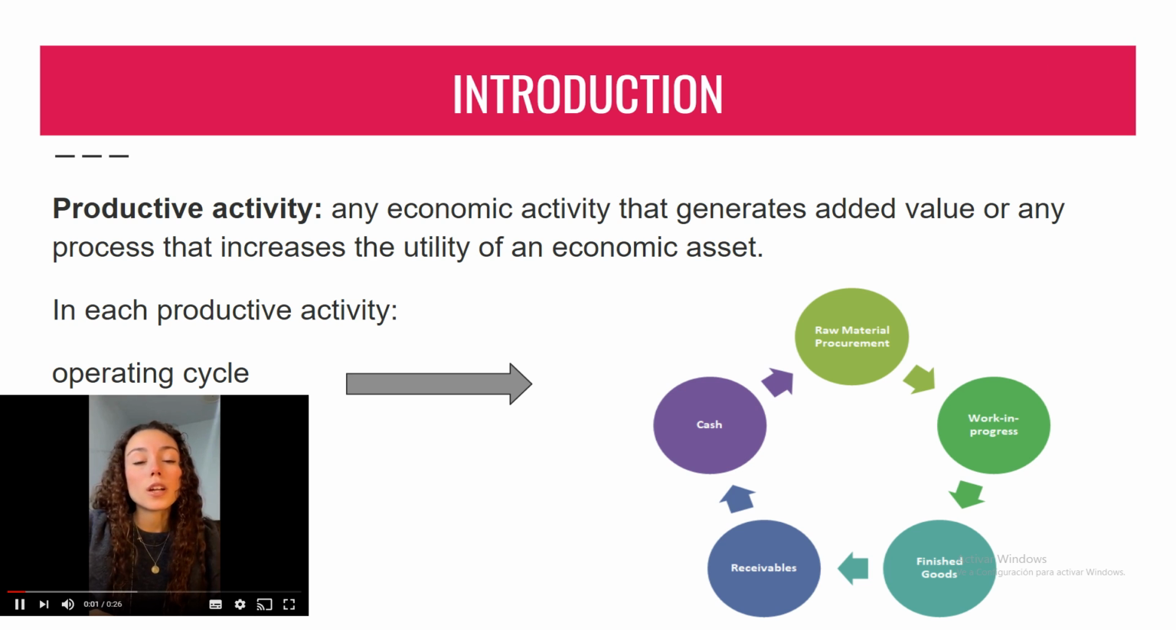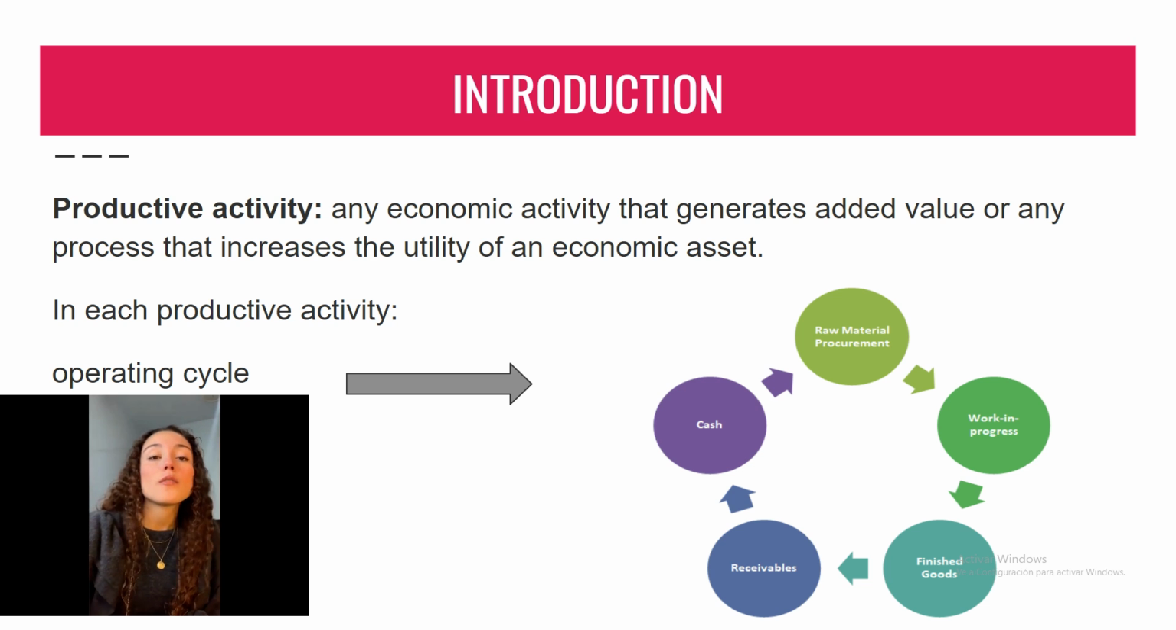In this unit, we are going to talk mainly about the difference between management cost accounting and financial accounting. First of all, we have to know what is a productive activity. It is any economic activity that generates added value or any process that increases the utility of an economic asset. In each productive activity, we have an operating cycle.